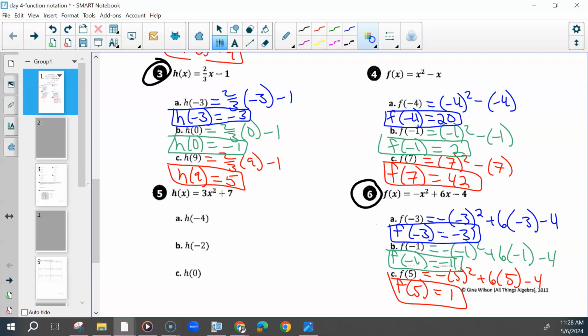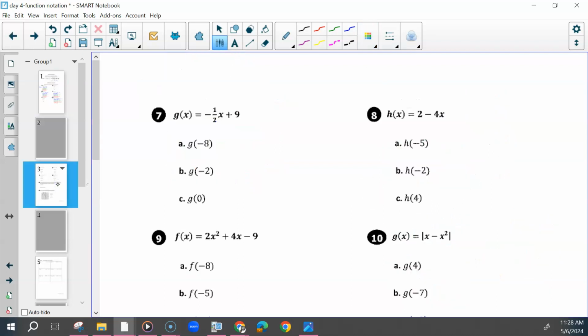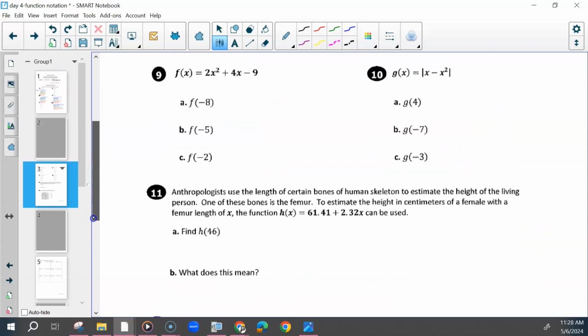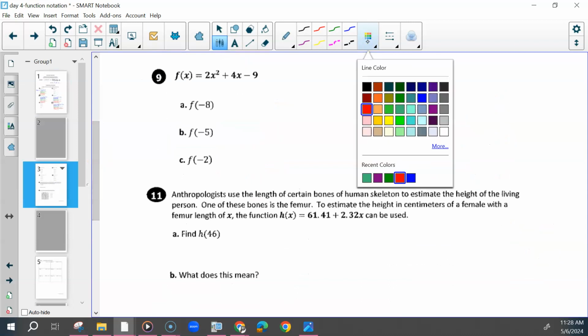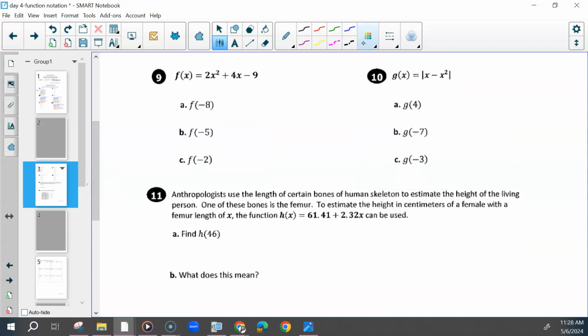Look at 7 through 10 on the next page. Do we have questions on any of those? So I'm going to set these up. The process is the same. Yes, it's in alpha window.